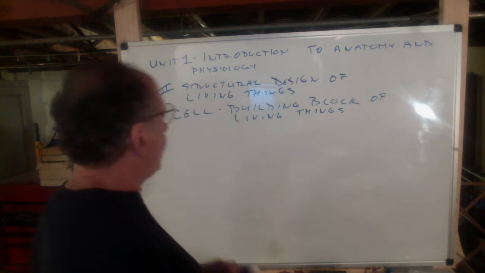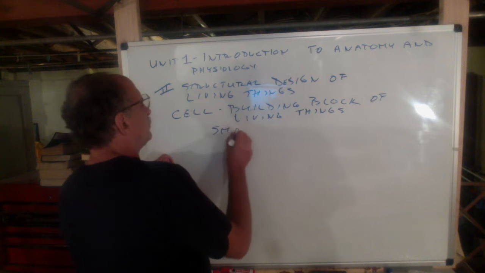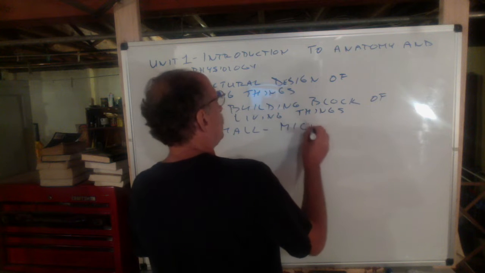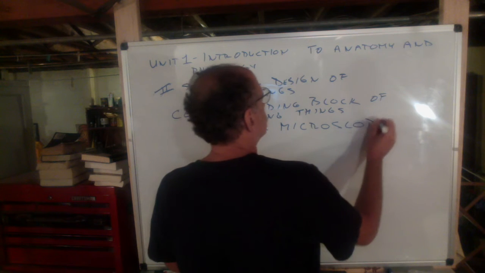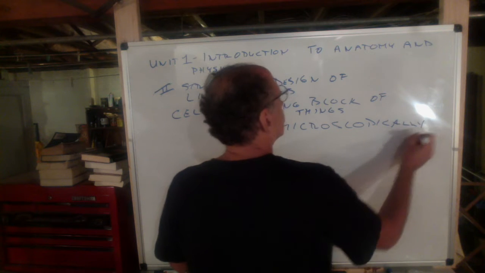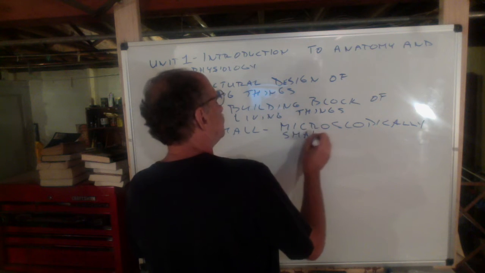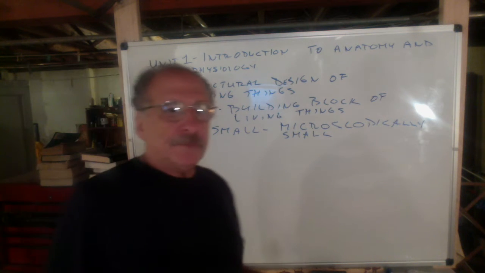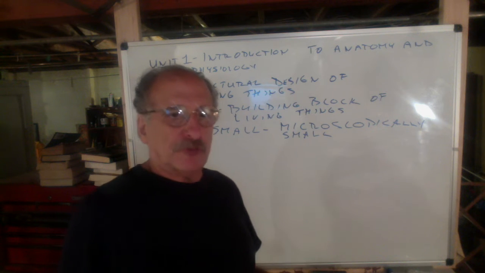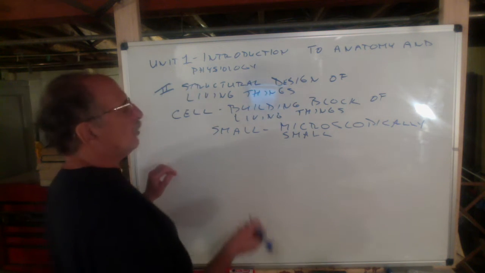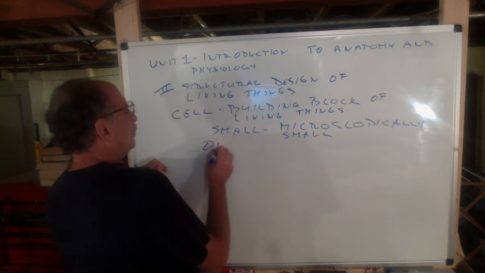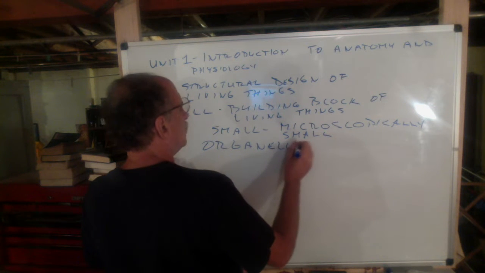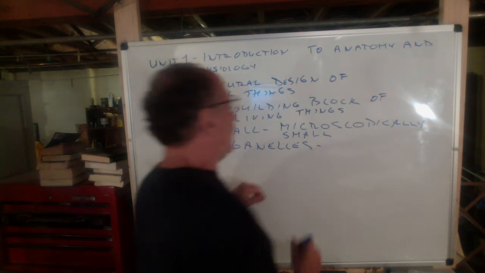Now, cells are very small. If we want to say, how small are they? What's the word that comes to mind? Hopefully, microscopically small. Now, even though they're very, very small, they're still big enough to have even smaller things in them. So the smaller things that are in the cell are called organelles. So organelles are parts of a cell.